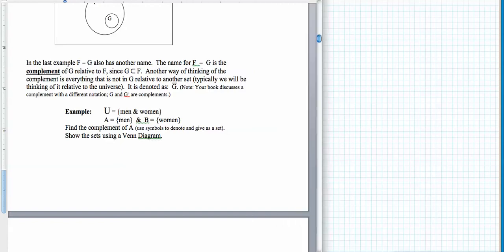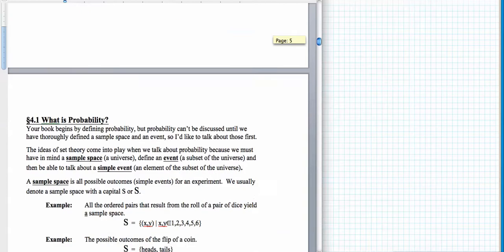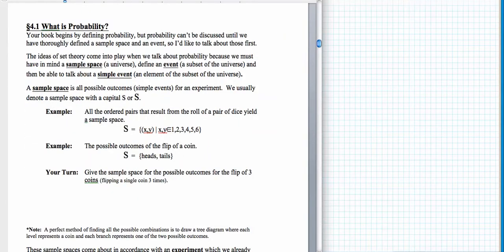So we're going to start our lecture notes here with chapter 4.1, which is what is probability. Through our discussion of set theory, we have discussed a little bit more about probability than we might have thought. We have defined already what a sample space is. A sample space in set theory basically is your universe. So it's all of the possible simple events that could occur for a set of defined characteristics.